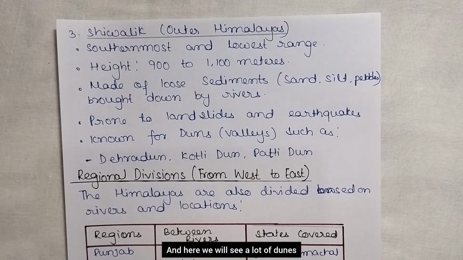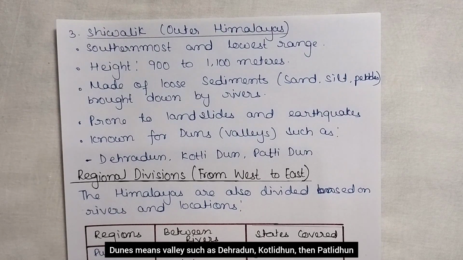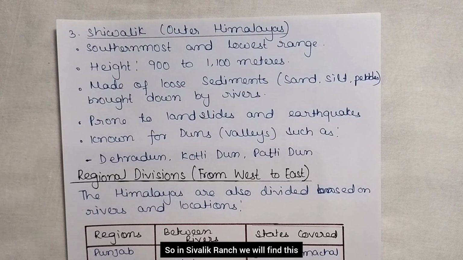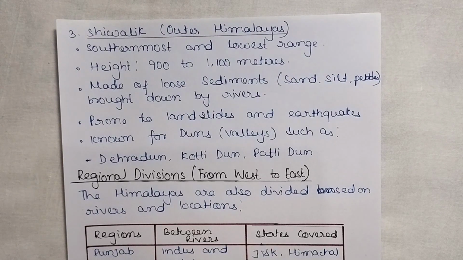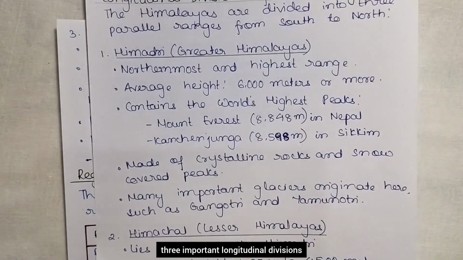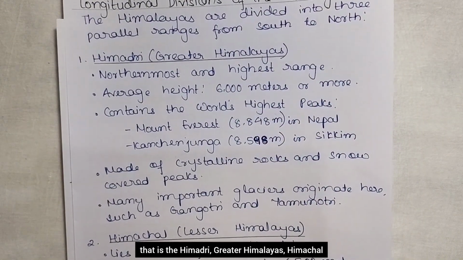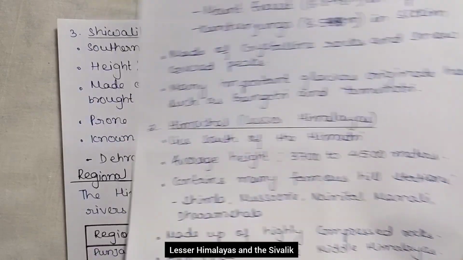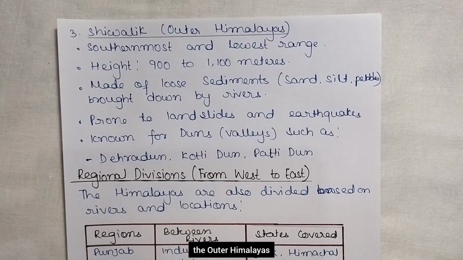And here we will see a lot of duns. Duns means valleys, such as Dehradun, Kotli Dun, then Patli Dun. So in the Sivalik range we will find these. So these are the longitudinal divisions of the Himalaya, three important longitudinal divisions, that is the Himadri, Greater Himalayas, Himachal, Lesser Himalayas, and the Sivalik, the Outer Himalayas.